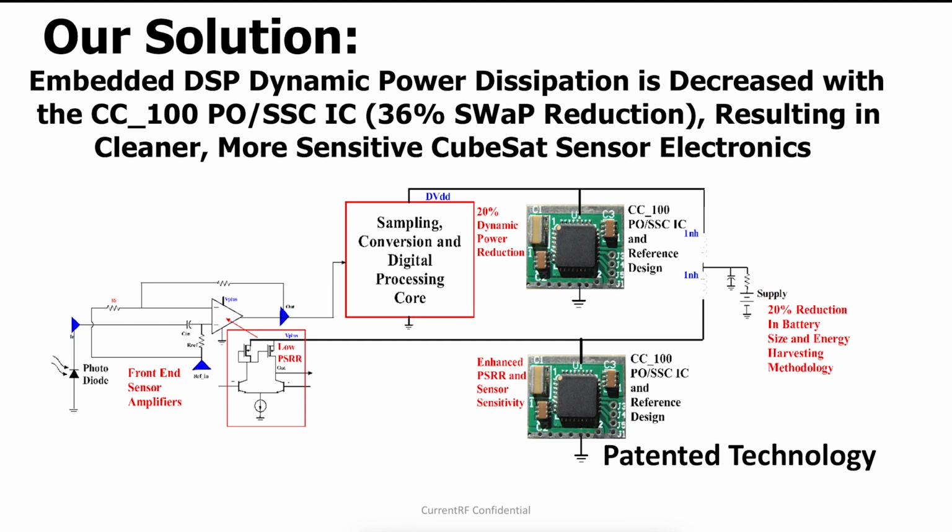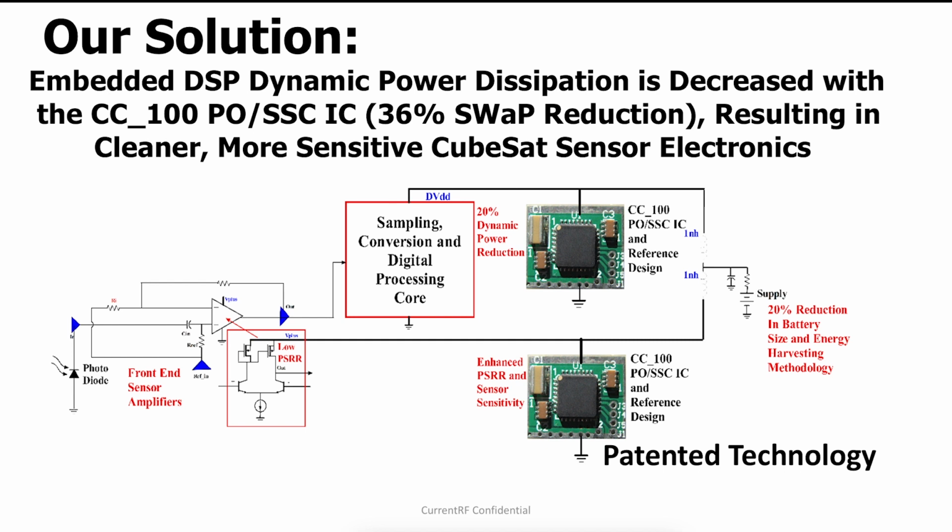As mentioned in the oscilloscope video, CurrentRF's solution to reducing dynamic power dissipation is the CC100 PoSSC Power Optimizer Silicon Supercapacitor. Inserting our solution into CubeSats will result in up to a 36% reduction in system size, weight, and power, SWaP. The AC characteristics of dynamic power radiate through the system, causing RF interference, thus differing from the effects of static DC power, which has no radiation.